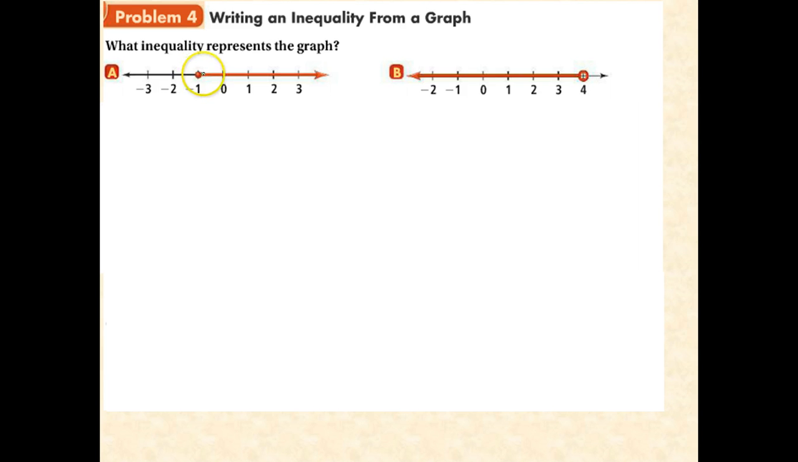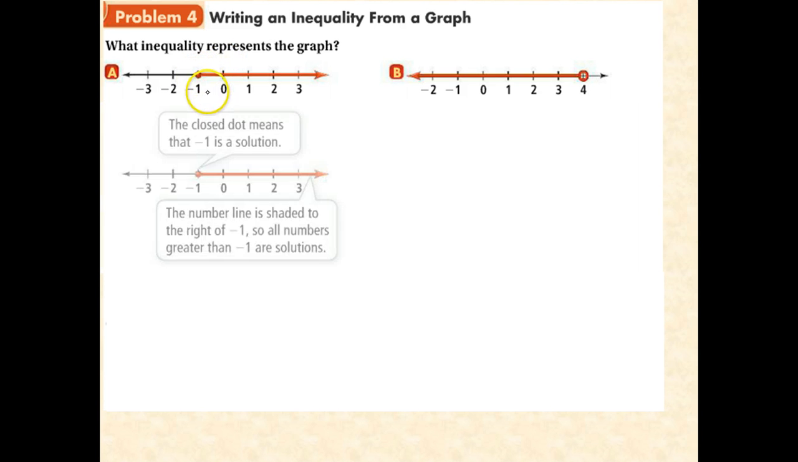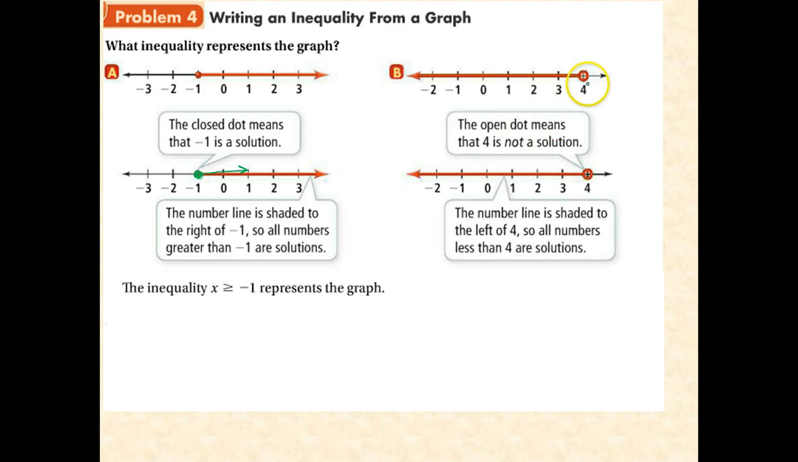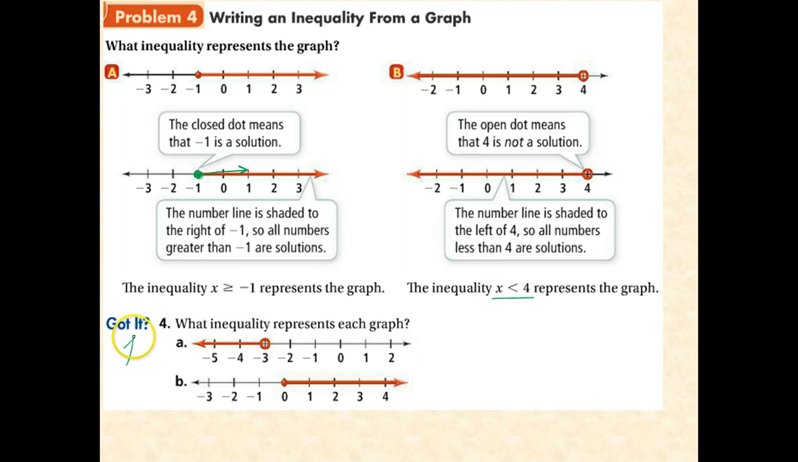So, looking at a graph, can you write an inequality? Well, a closed dot means that it can equal -1, and we're going to the right, which is greater than or equal to -1. So x is greater than or equal to -1. On this one, the open circle says we cannot equal 4, but everything less than 4. So that's just going to be x less than 4. So see if you can write inequalities for these graphs.